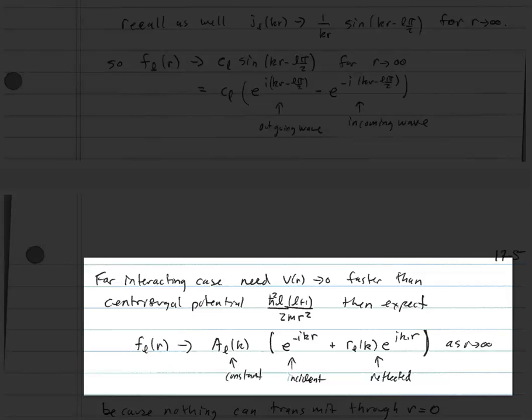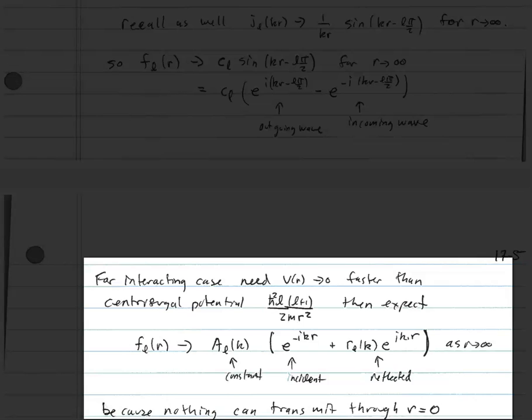Now, the key thing here is nothing can transmit through r equals 0. There's no such thing as a spherical coordinate with a negative r. So everything is actually reflected, which means the modulus of R is going to equal 1, but it can have a phase to it.